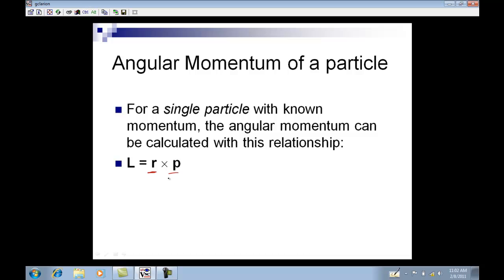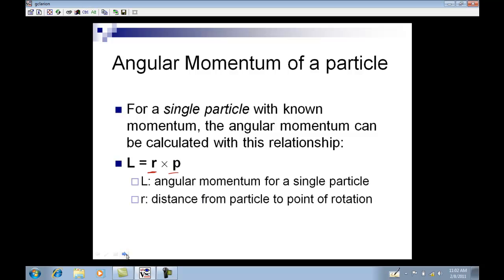Is there a difference between a cross product and just a product? Yes. That's math that I don't think we really need to get into. Based off what I showed you, we're going to do the same thing here. We're going to do R times P times the sine of the angle between them. So L is the angular momentum for the single particle. R is the distance from the particle to the point of rotation. And P is the linear momentum.